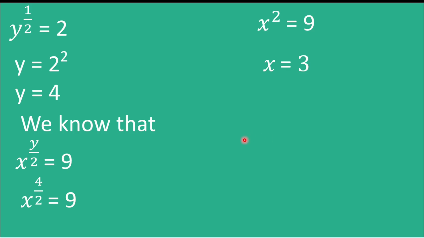And now we have the values of x and y, which are 3 and 4. X equals 3 and y equals 4, and this is the solution of this question.